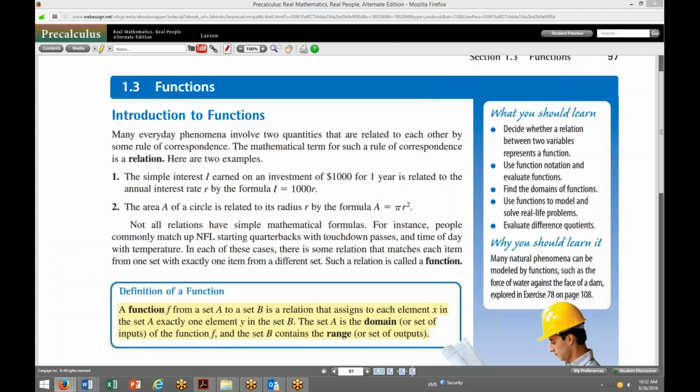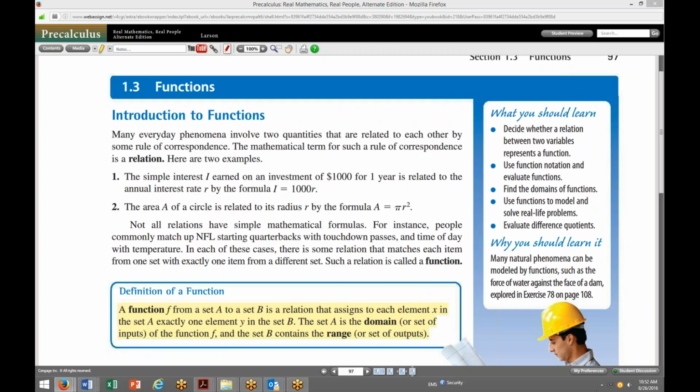Hello and welcome to the Math 171 Pre-Calculus Algebra instructional lesson on functions, the initial section on functions in this course, section 1.3, third section of the first chapter.